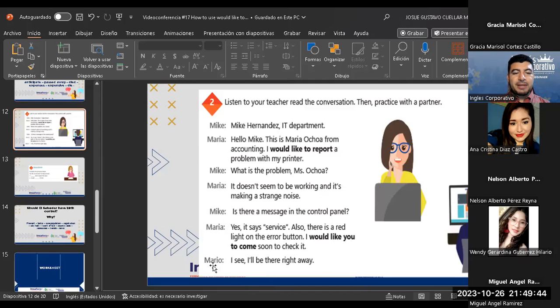Bien, entonces aquí aparece Mario, pero tiene que ser Mike, ¿verdad? Porque es con la persona con la que está hablando. Let me check some of the words.